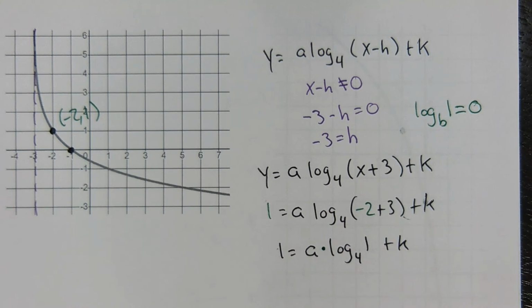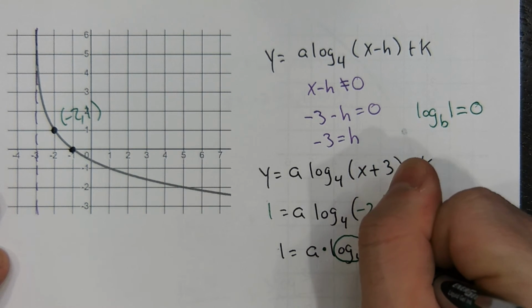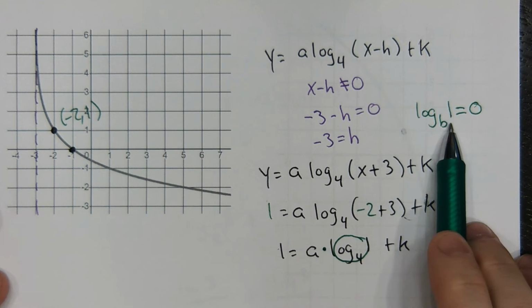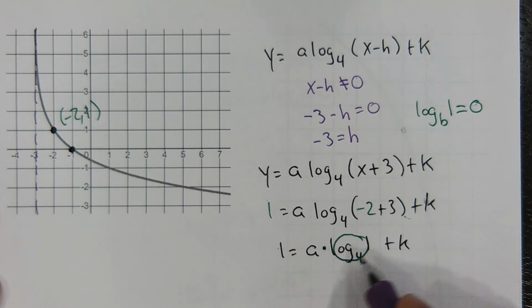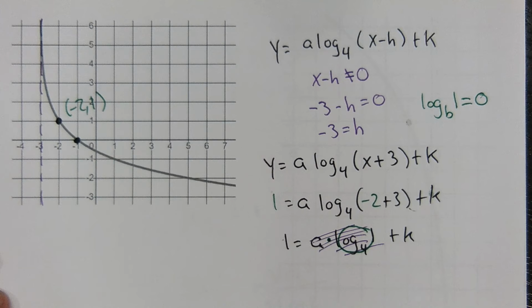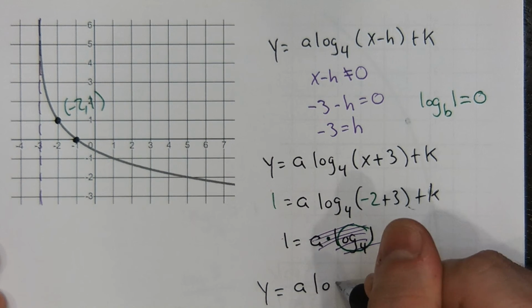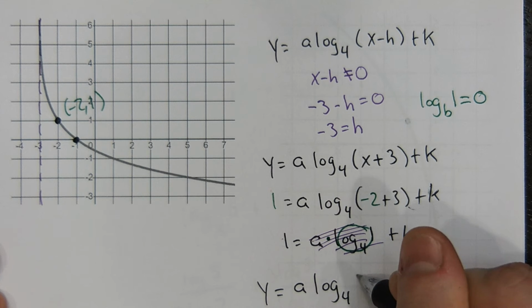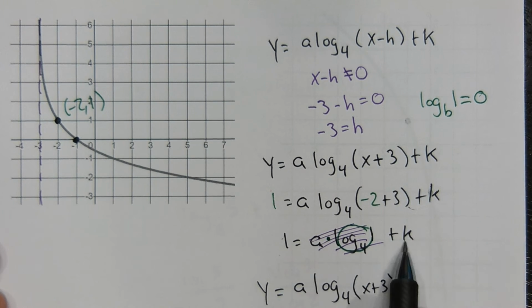This is a multiplier, but this logarithm has a value of 0 because of that rule. So all of this essentially goes away for this question, because a times 0 is going to be 0 no matter what a is. Oh, look at that. k is 1. That gets us to y equals a log base 4 of x plus 3, plus 1.